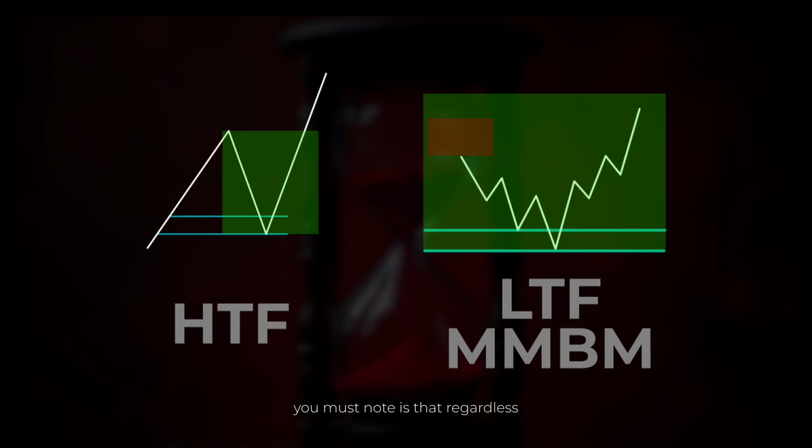And therefore what you must note is that regardless of what time frame you're looking at, as long as you know what a higher time frame is and a lower time frame, you can anticipate where these swing formations are going to take place. And once you can anticipate that we're going to form a low inside that imbalance, what you can then look for is on the lower time frames for the sign of that market maker buy model to step in.